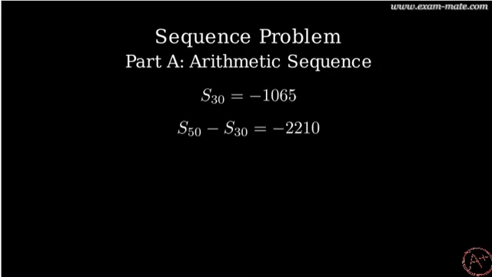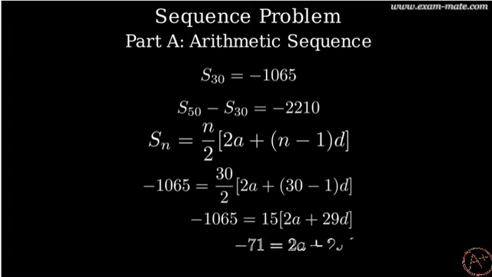Let's use the formula for the sum of an arithmetic sequence. The sum of n terms equals n over 2 times (2a plus (n minus 1) times d), where a is the first term and d is the common difference. For the first 30 terms, we can substitute n equals 30 and S_n equals negative 1,065. Simplifying this gives us our first equation, negative 71 equals 2a plus 29d.